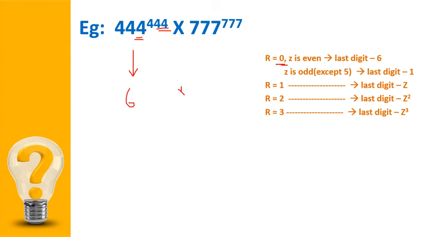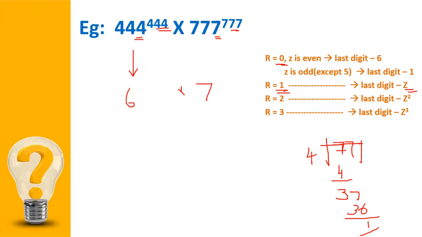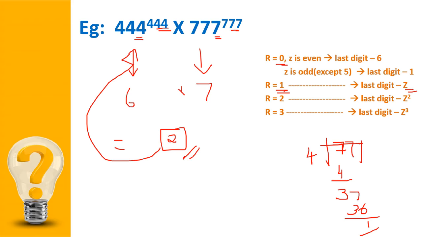Then let's consider this 77 divided by 4. When I divide 77 by 4, if you closely observe, I do not bother about the quotient at all. So 4 it goes, I have 3, then 7, so I'll take 36, so my remainder is just 1. Since the remainder is 1, I'll look out for this option. If my remainder is 1, the last digit will be z. So z is 7 here, so I'll directly take 7. So 6 sevens gives me 42, so 2 will be the last digit of this complete exponential expression. That is 444 raised to 444 into 777 raised to 777 will give us 2 as the last digit. That is the unit digit.